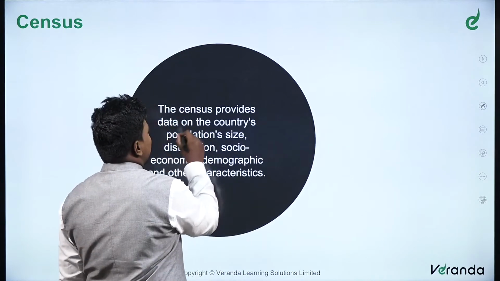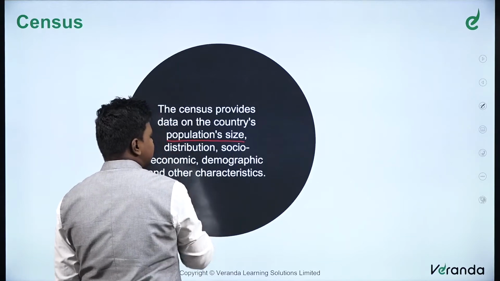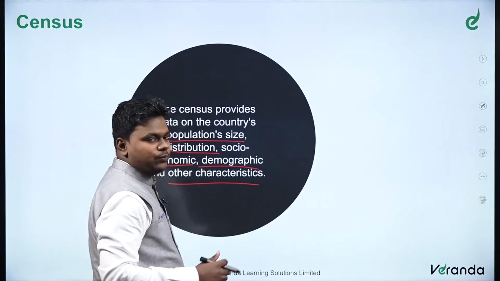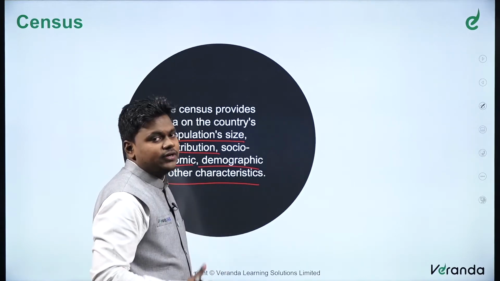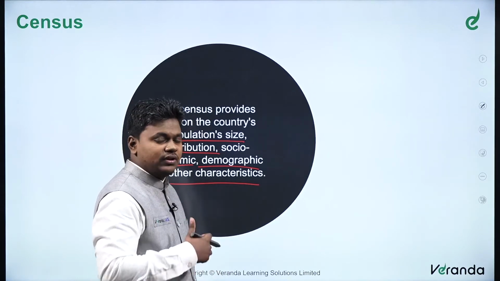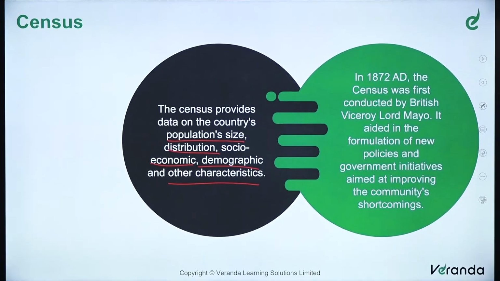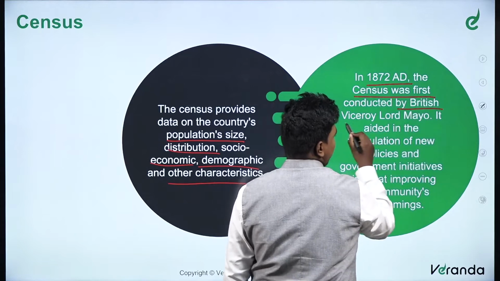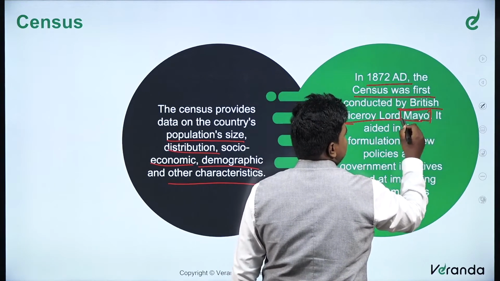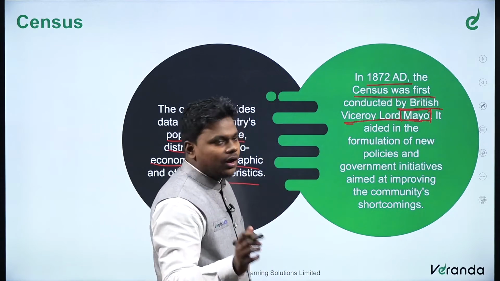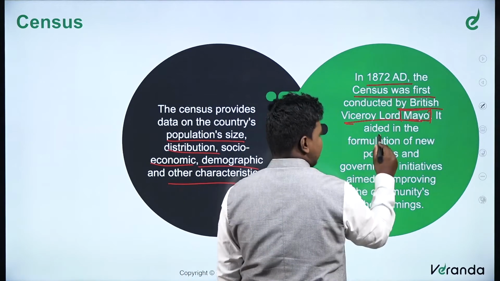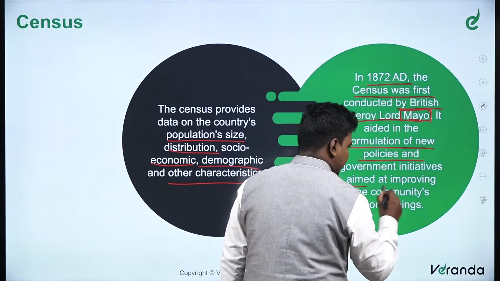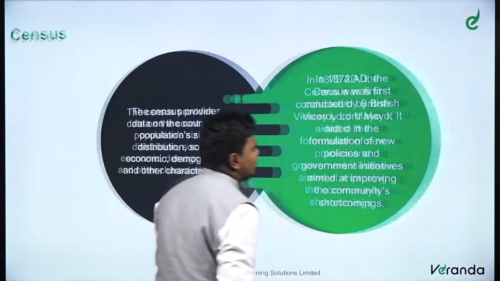The census provides data on the country's population size, distribution, socio-economic, demographic and other characteristics. It provides everything the government needs to create welfare schemes for the people living in that country. In 1872 AD, the census was first conducted by British Viceroy Lord Mayo. So, the first census in India was conducted by Lord Mayo in the year 1872. It aids in the formulation of new policies and government initiatives aimed at improving the community's shortcomings.